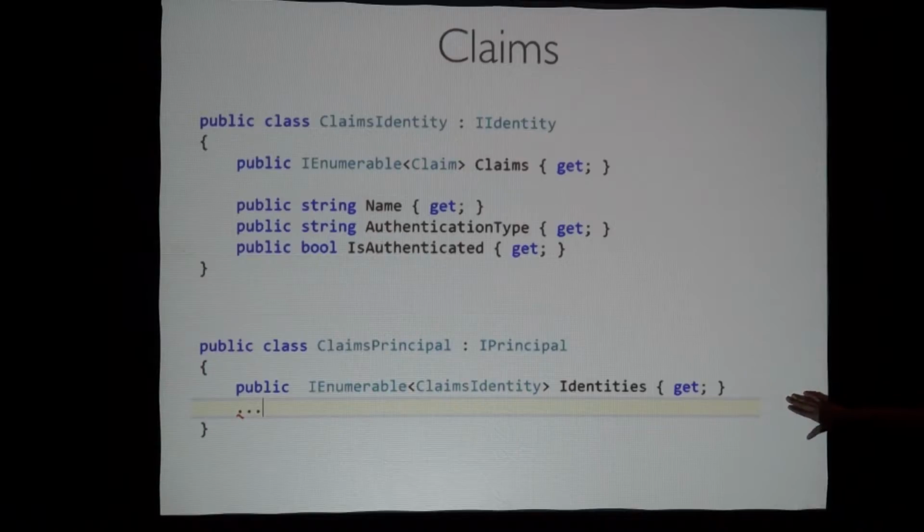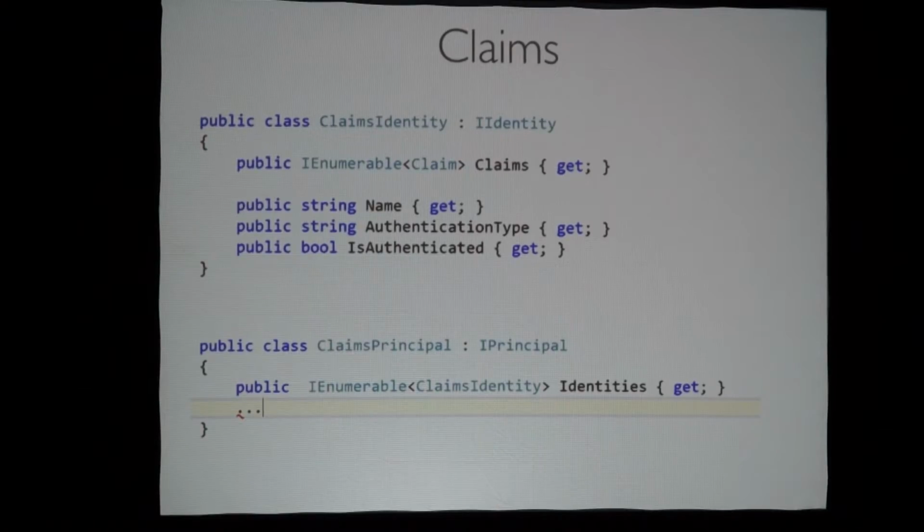When you look down here at a ClaimsPrincipal, what you notice is that instead of just having one identity, I can have multiple identities. Right? So what does that mean? If you've ever written an application where you've had to sign in with multiple accounts, then you might have multiple identities. And each of those separate identities is going to have its own set of claims.